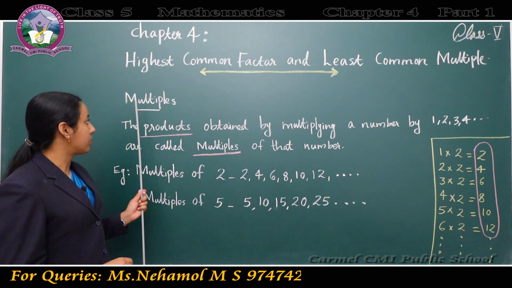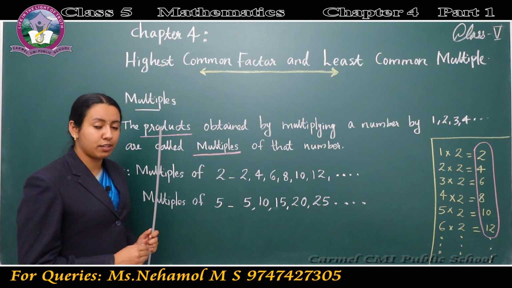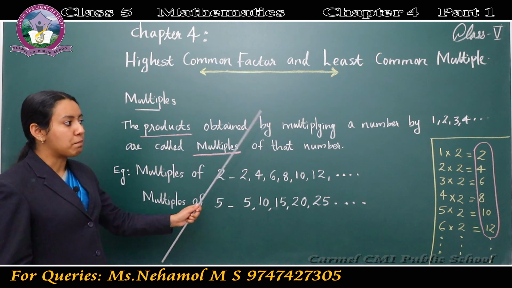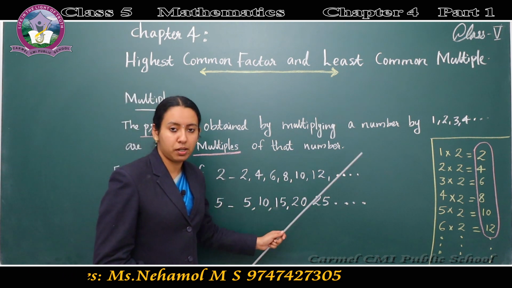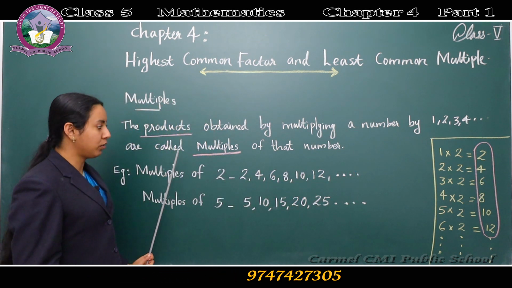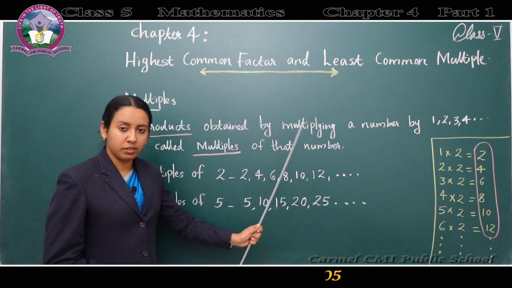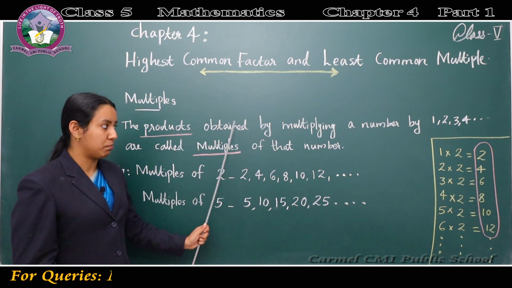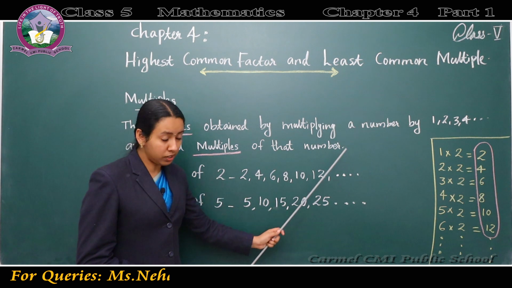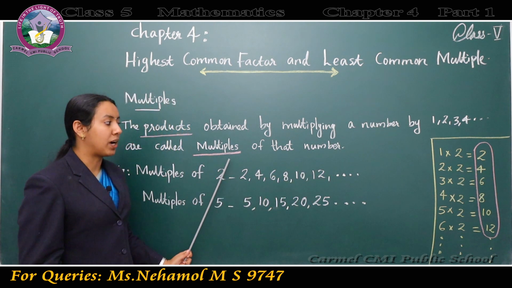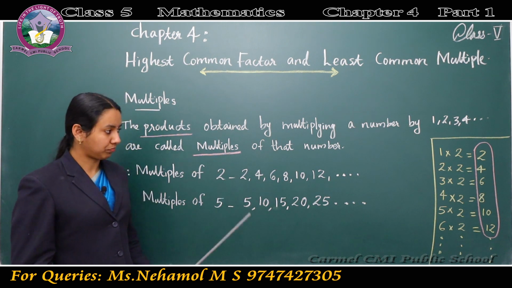Let us see. First one, multiples. What do you mean by multiples? The products obtained by multiplying a number by 1, 2, 3, 4, etc. are called multiples of that number.